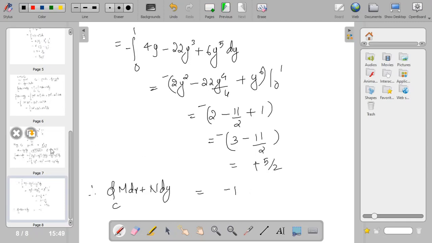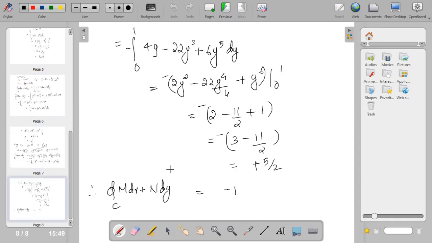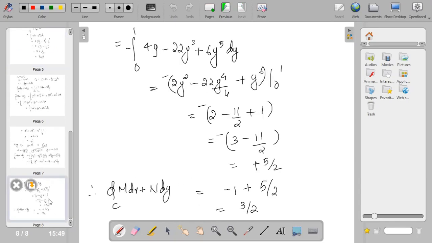So therefore the first integral, അപ്പോൾ c1ൻ്റെ integral minus 1 ആണ് plus 5 by 2. So minus 1 plus 5 by 2 will be equal to 3 by 2. So that was the required integral in the first part. So therefore theorem is verified. So that is the Green's theorem when you have the first curve.